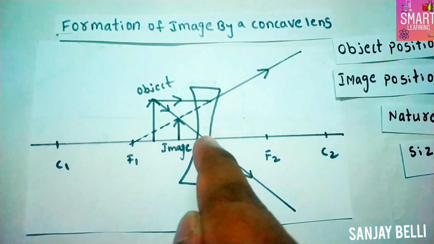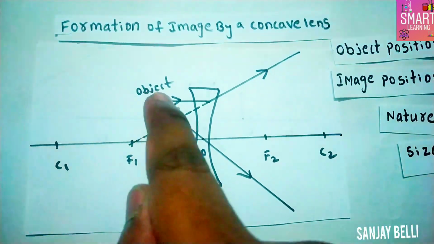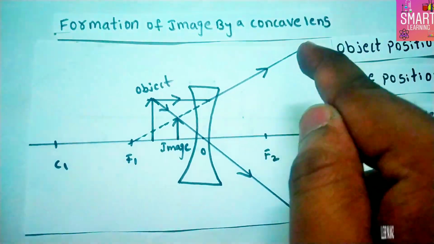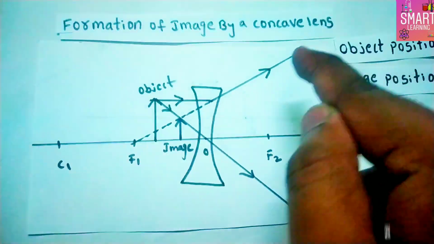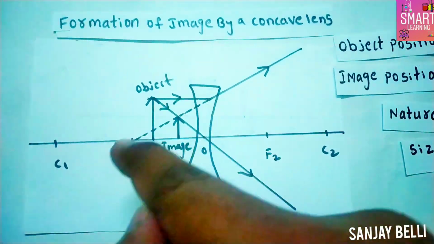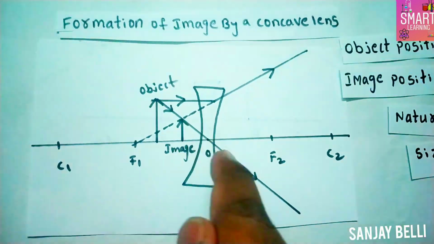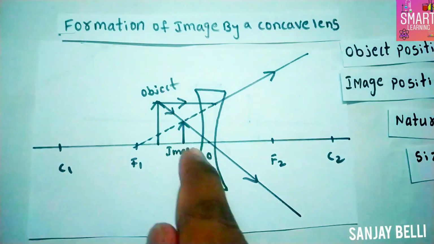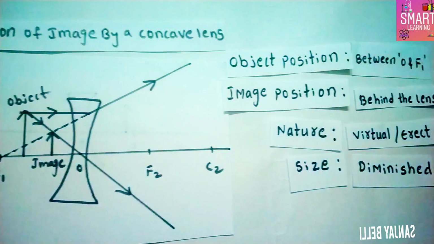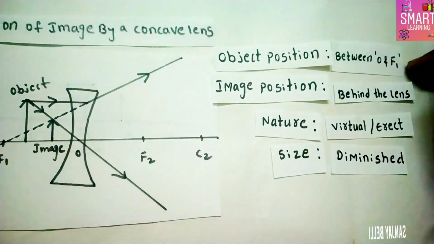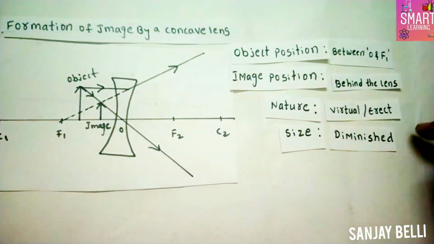You can observe I placed the object between O and F. So here you can see your object, first rule: parallel to the principal axis, passes through the focal point. The rays appear to be coming from the focal point itself. And rule 3: passes through the optic center. Here you can see the two refracted rays are intersected between O and F, that is also behind the lens. So the object position is between O and F, image position behind the lens, nature virtual erect, size diminished.